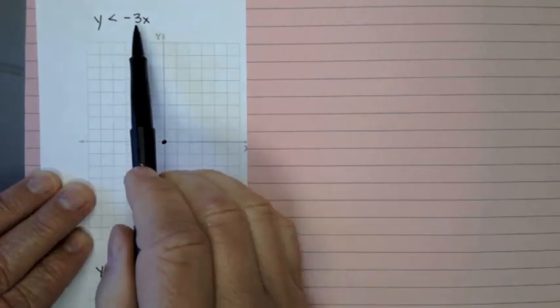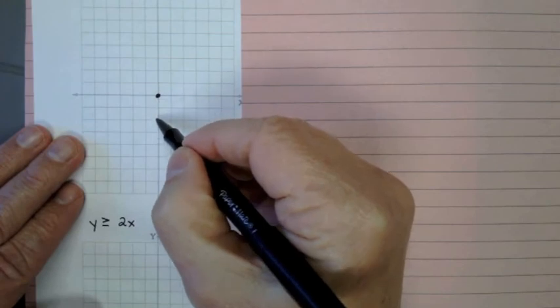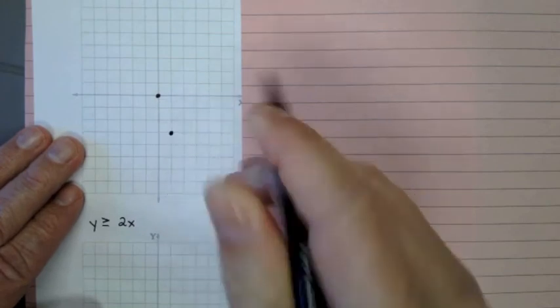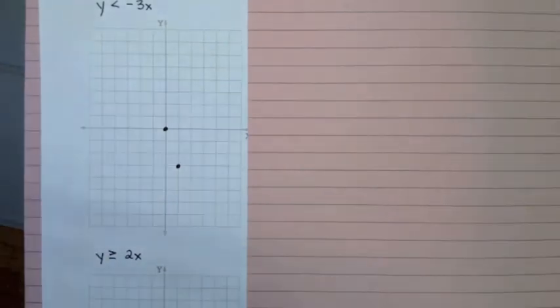Then I need to use my slope. What's my slope telling me to do? It's telling me to go down 3, 1, 2, 3, over 1. Now I need to determine if I put a solid line or a dashed line. This symbol right here is telling me to put a dashed line. So let's put a dashed line.